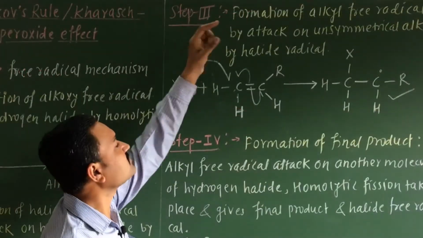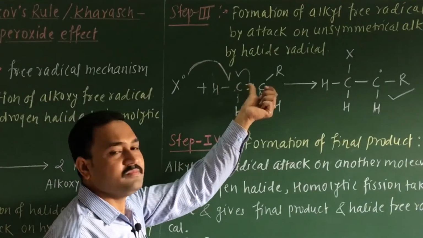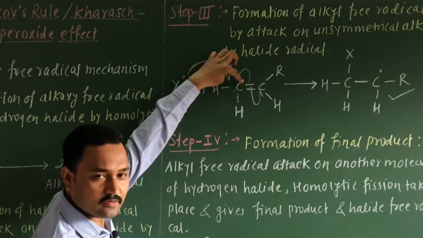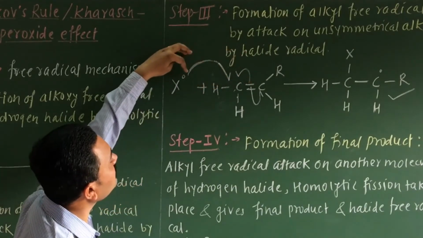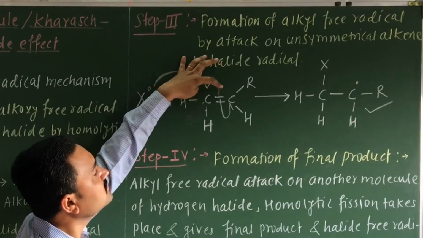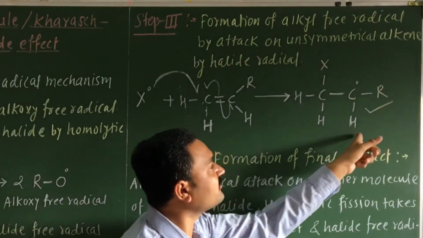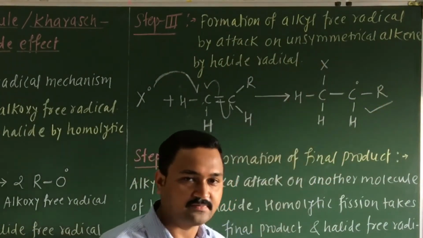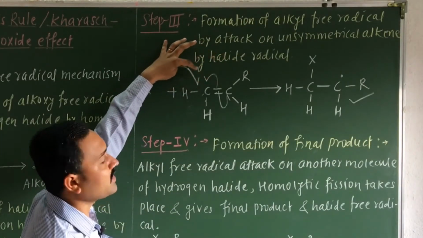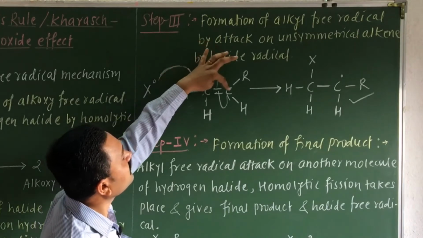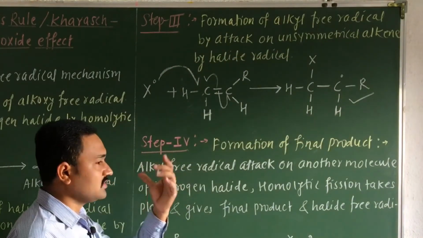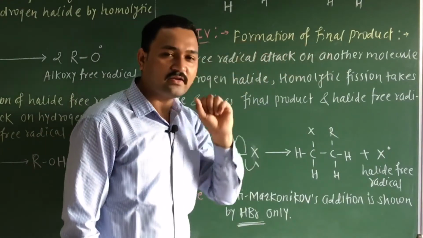Now the halide radical attacks the unsymmetrical alkene and the bond undergoes homolytic fission. The halide radical gets attached to this carbon atom, and there is a formation of the alkyl free radical in this step. Now the last step is the formation of your final product.